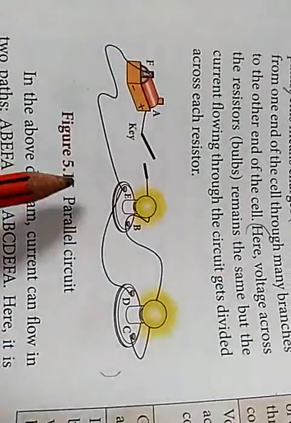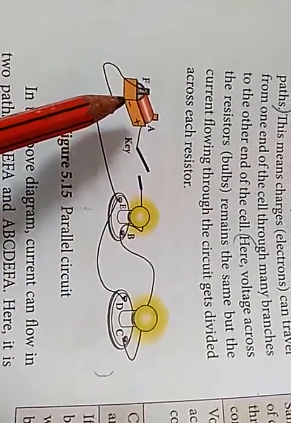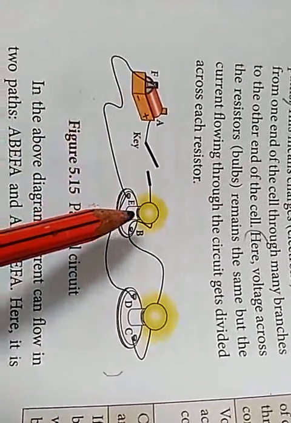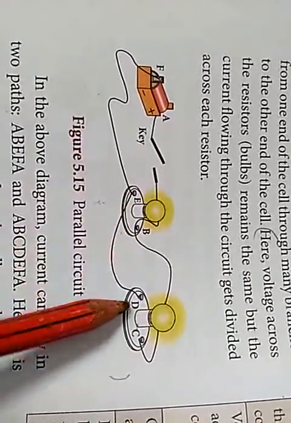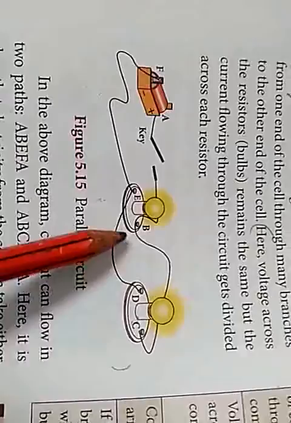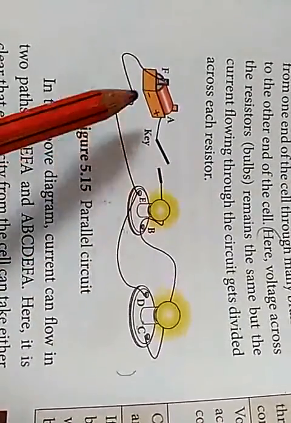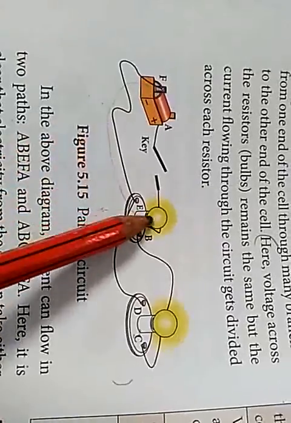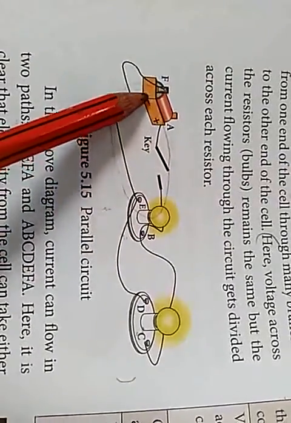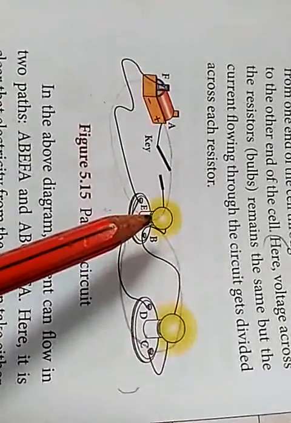This is a simple parallel circuit. In a parallel circuit there is more than one resistor. Here also more than one resistor is connected. Resistor means bulb. They are connected on many paths. Here we see the negative and positive terminals. Here is one connection, and here is another connection. So they are arranged on many paths. Okay, this is the parallel circuit.